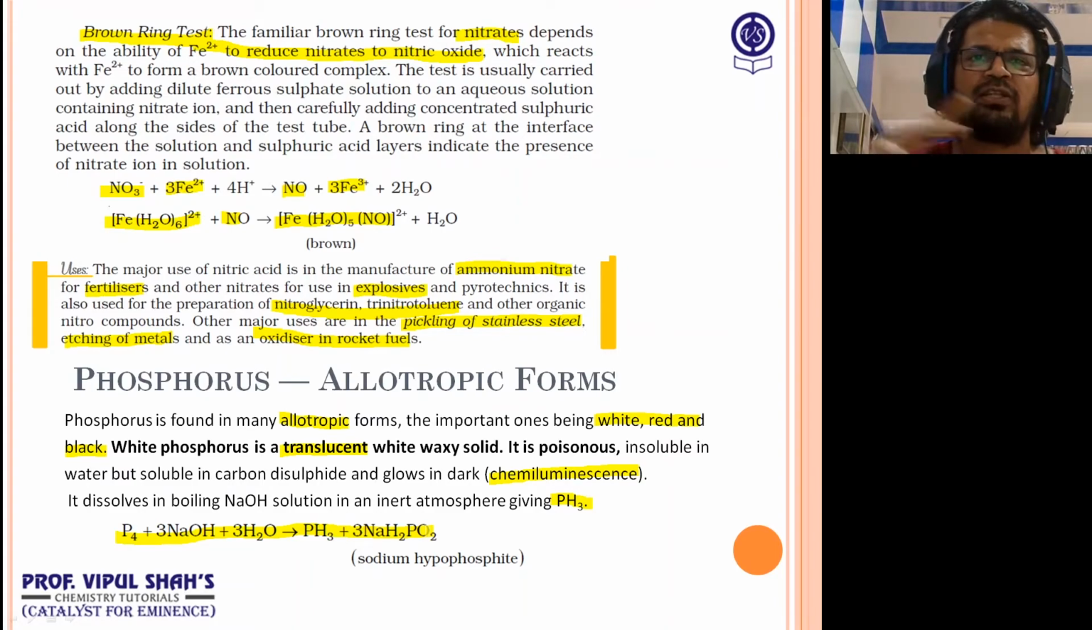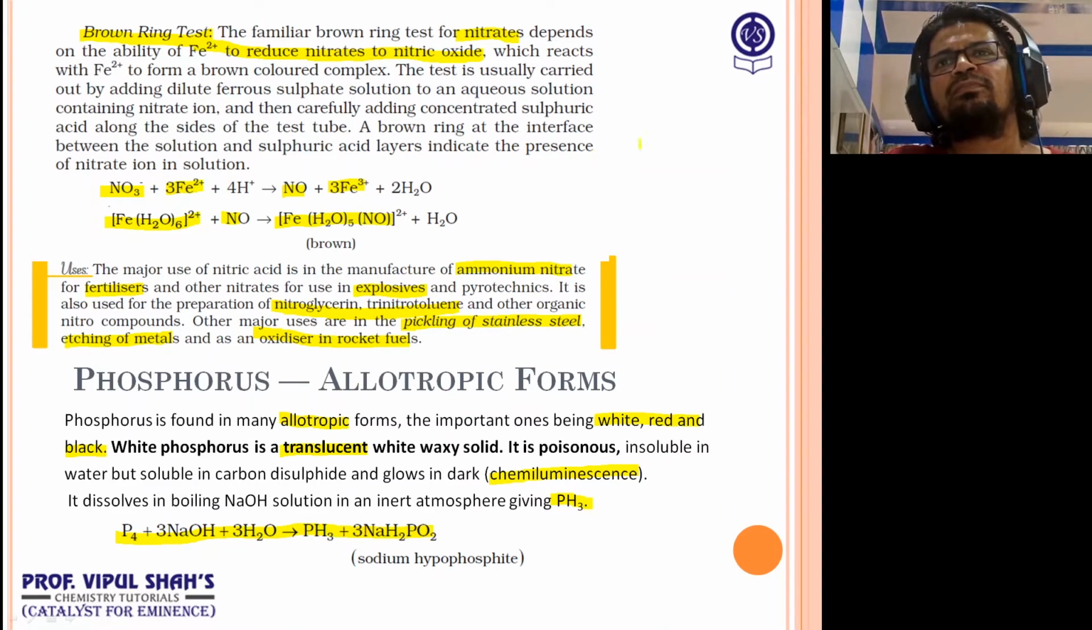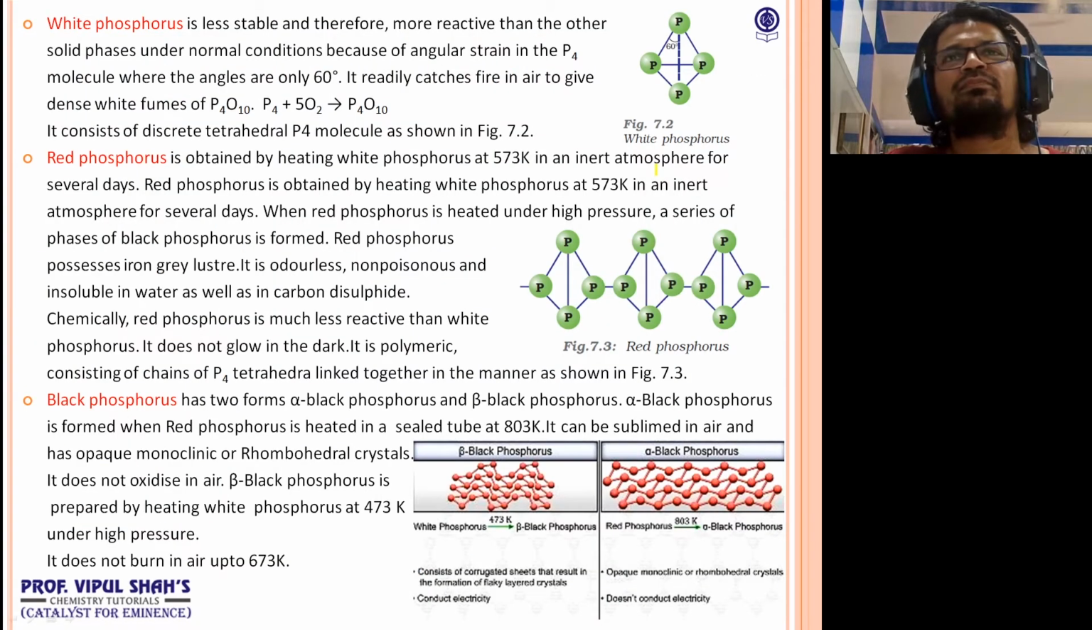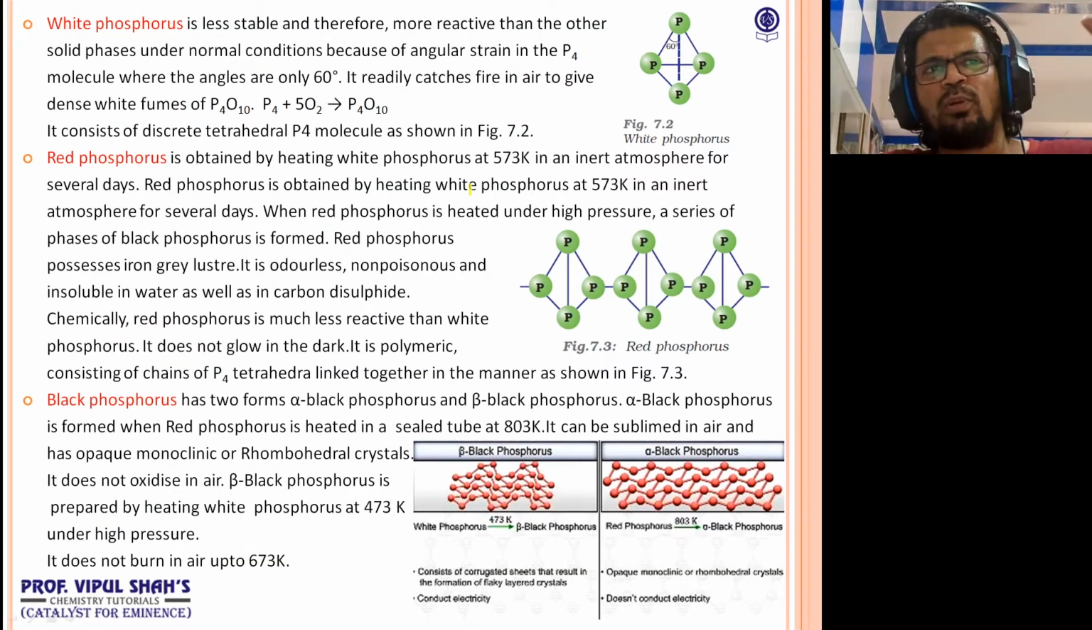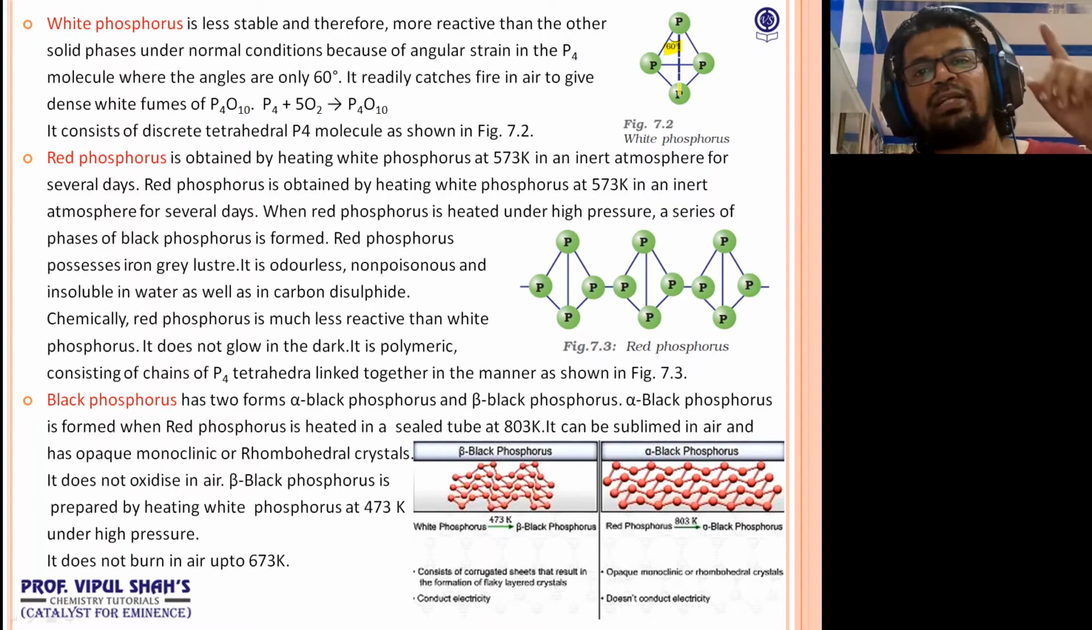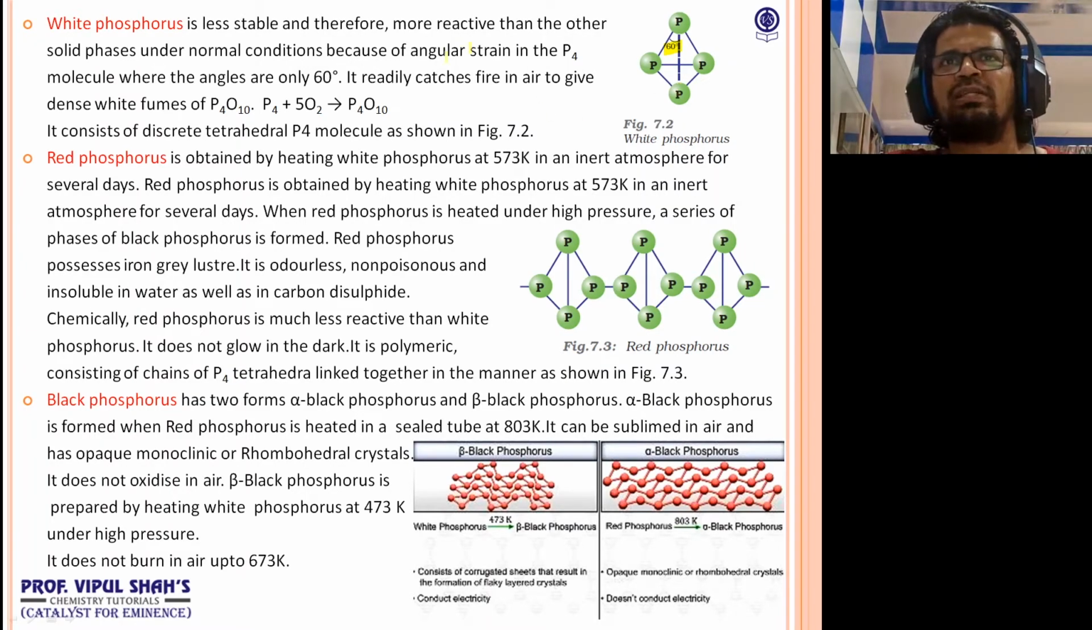All right. So this is one. Now we will talk about the different allotropes. The white phosphorus, please have a look at the diagram. White phosphorus has 4 atoms of phosphorus, each one forming 3 bonds, and the angle is 60 degrees. So it's called a tetraatomic structure. That's a strain on it.